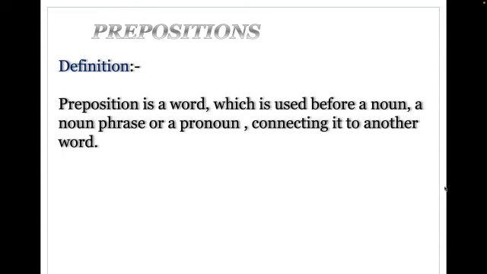Good day, and today we're going to talk about prepositions. Now, a preposition is defined as a word which is used before a noun phrase or pronoun, connecting it to another word. Usually prepositional phrases are used as descriptions, but the preposition can end up almost anywhere in a sentence.